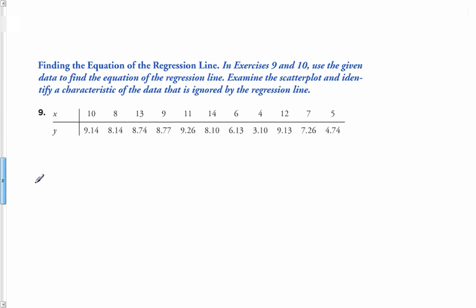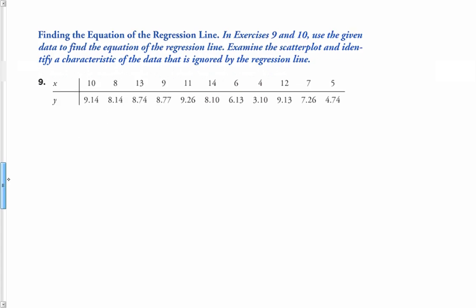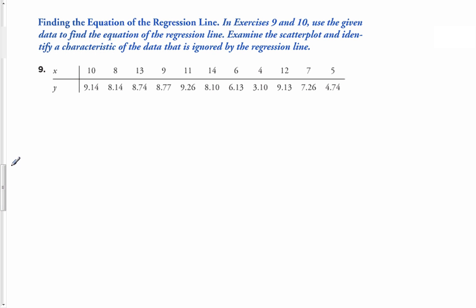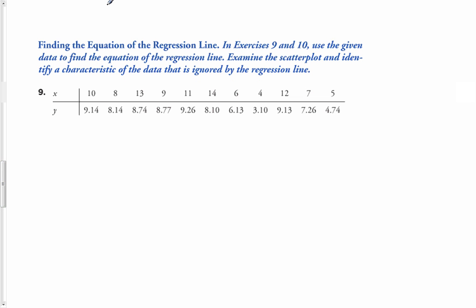Okay, now I want to take a look at number 9 here. And in number 9, we're going to use the given data to find the equation of the regression line and examine the scatter plot and identify characteristics of the data that is ignored by the regression line. Okay, so let's go ahead and pull out the TI-83 calculator.